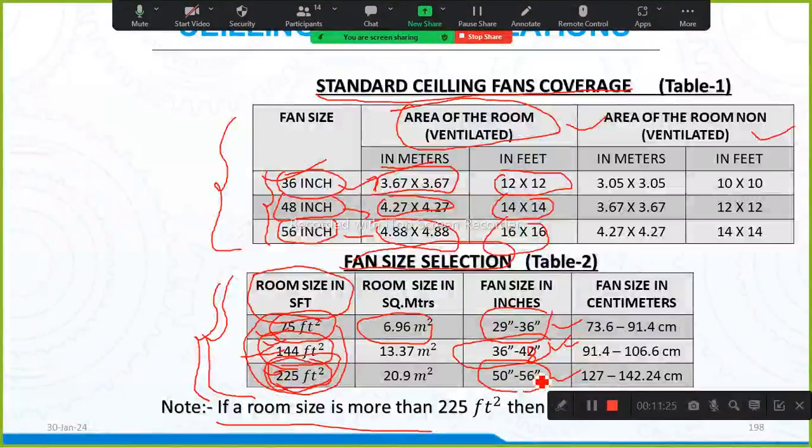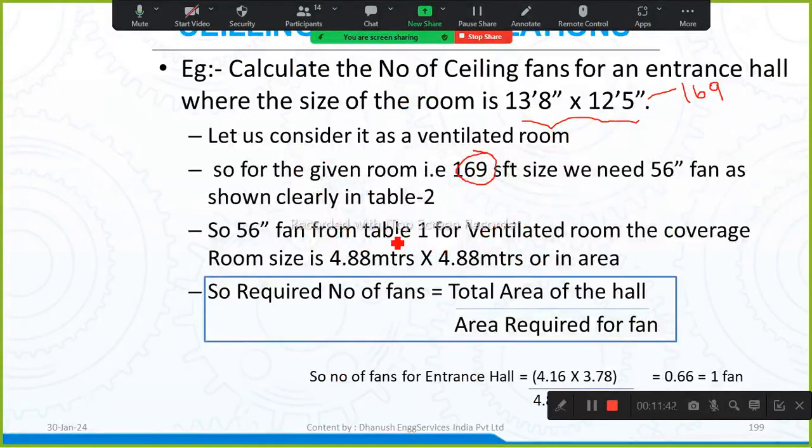From this table, which fan has to be selected? A 56 inches fan has to be selected. For a 56 inches fan, what is the coverage area? 16 feet by 16 feet, or in terms of meters, 4.88 by 4.88 meter. So a 56 inches fan will give a coverage area of 4.88 by 4.88. Then how many fans do we require for a given area of 13 feet 8 inches into 12 feet 5 inches? For the given room, that is 169 square feet, we need a 56 inches fan as shown clearly in table 2, and the 56 inches fan from table 1.